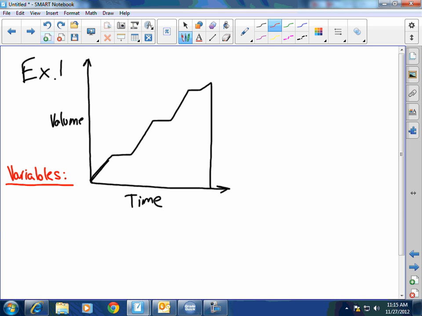Okay, not so many answers, please. Time is a variable. Yes, good job, guys. Time is always independent. Time depends on nobody. So that's my independent variable. And then volume is also a variable, but volume depends on how much time you've been pumping it. So volume is dependent. So first of all, that's what we just finished talking about, dependent and independent.